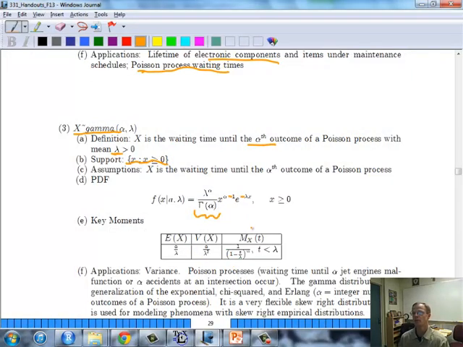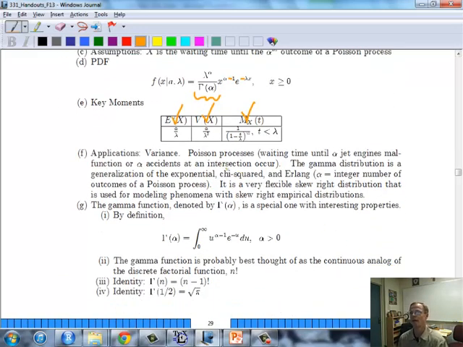Okay, moment generating function. There's a shortcut to derive it so that the work is not nearly so bad. But here it is. The PDF we've obtained, and I'm not going to study it too much for now. We have expected value and variance. Applications are many. We've got the Poisson process, for example, waiting time until alpha jet engines malfunction or alpha accidents at an intersection occur.